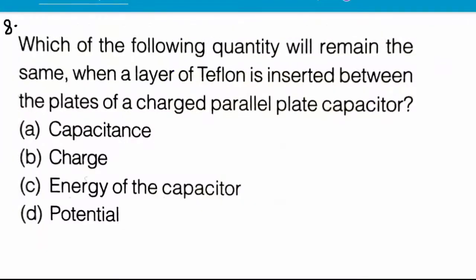Next question. Which of the following quantity will remain the same when a layer of Teflon is inserted between plates of charged parallel plate capacitor? Option A, capacitance. Option B, charge. Option C, energy of the capacitor. Option D, the potential. And this is the charge.